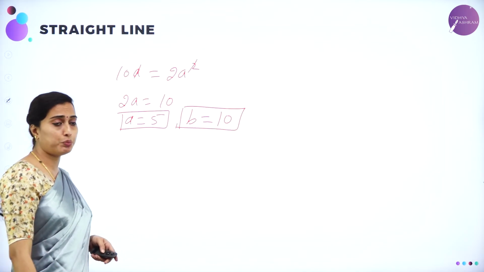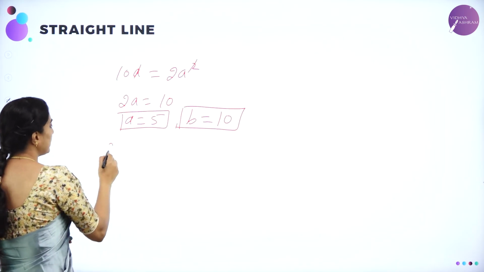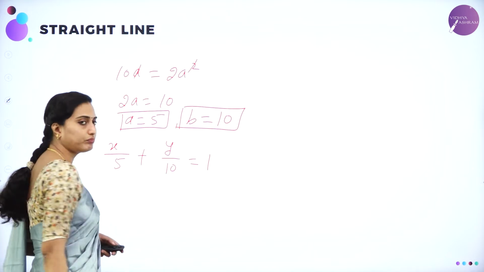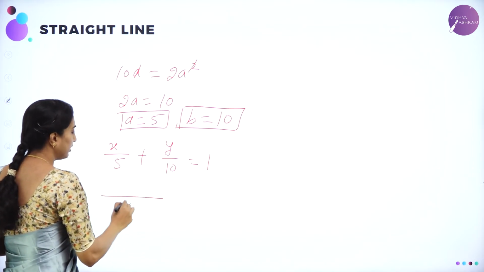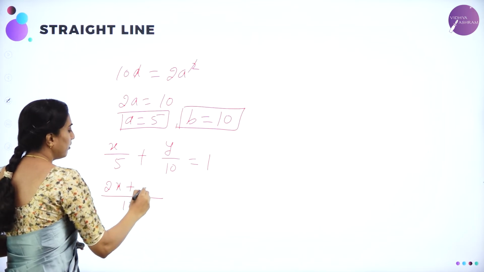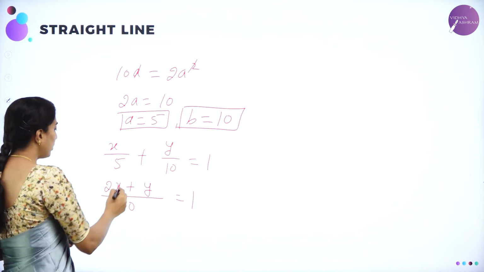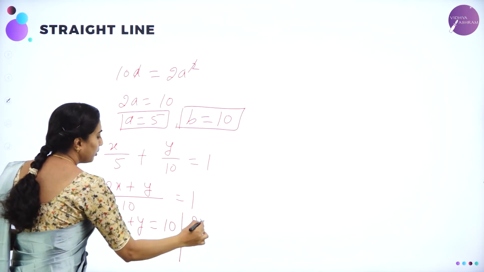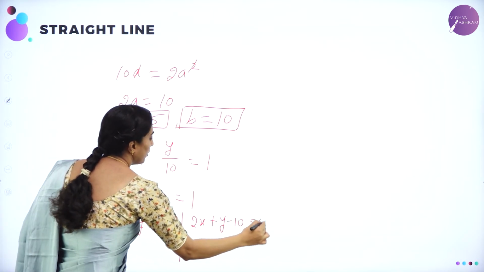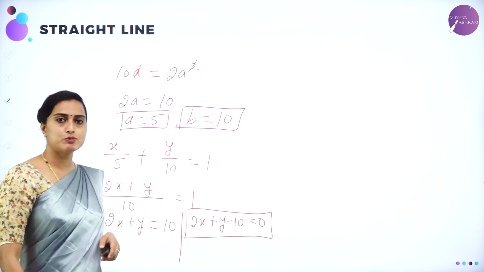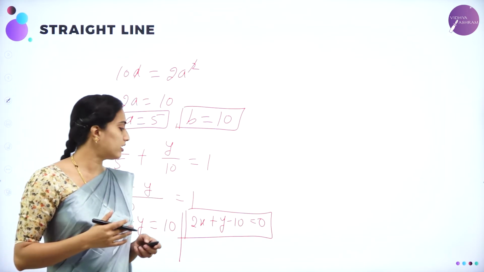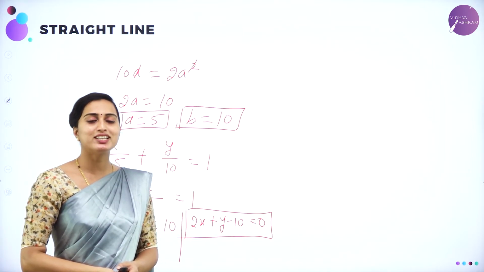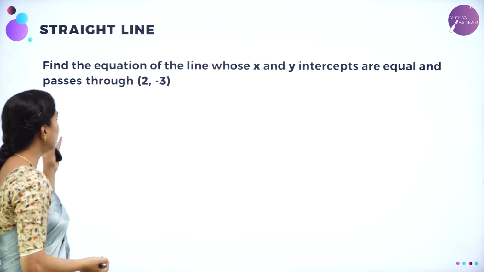Now you can substitute back into the intercept form. You get the equation x divided by a, which is 5, plus y divided by b, which is 10, is equal to 1. Now by taking the LCM, which is 10, 5 twos are 10, so 2x plus y is equal to 10, or you can write 2x plus y minus 10 equal to 0, which is in the form of ax plus by plus c equal to 0. A takes the value 2, b is 1 and c is minus 10. I hope you got how to solve this one. We'll move on to the next question, dears.